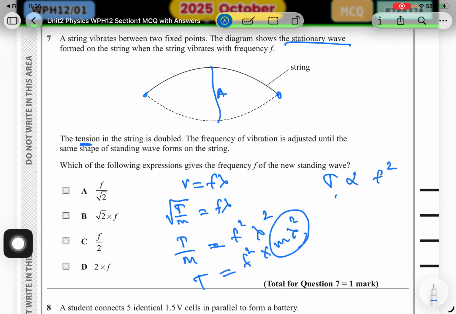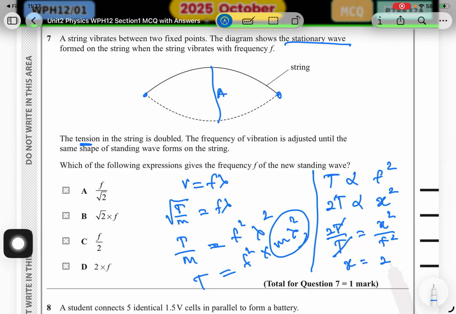So if we divide this by this, 2T divided by T equals X squared divided by F squared, the T's cancel off. So X is going to be the square root of 2F squared, which gives you root 2 times F. Root 2 F is the answer, which is B. So we can easily see the proportionality and get back to the answers.